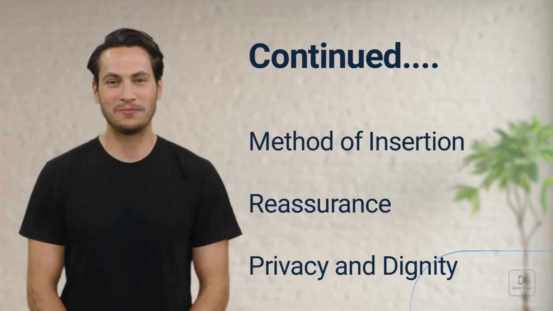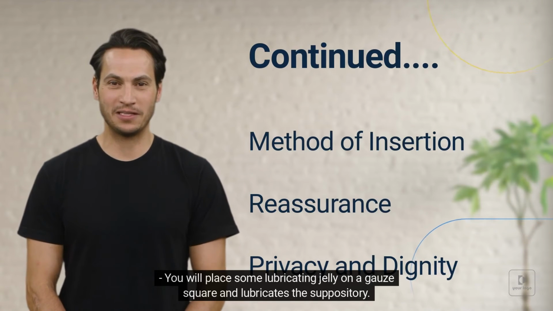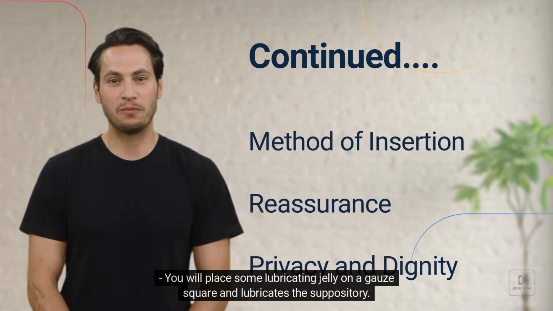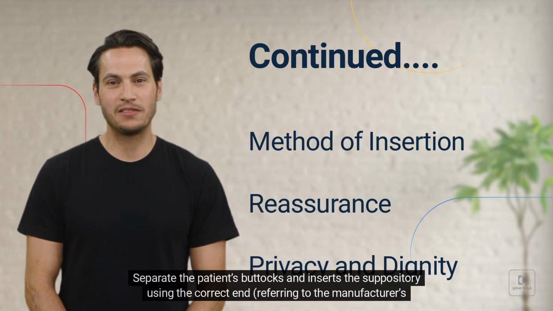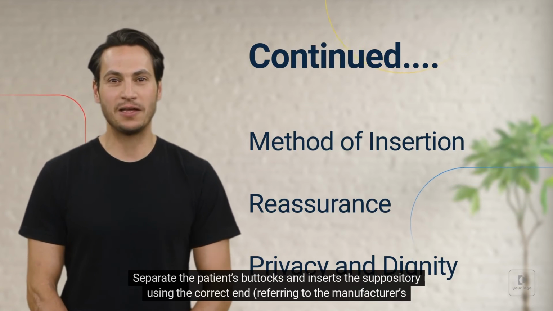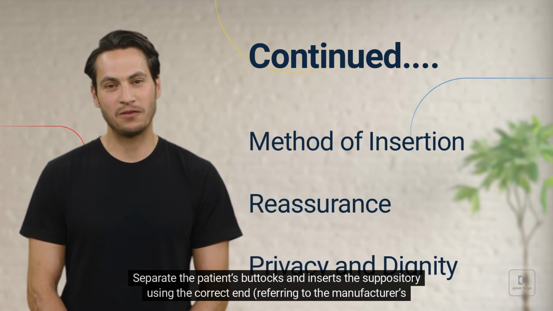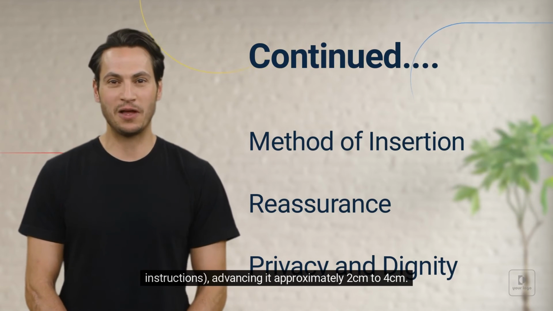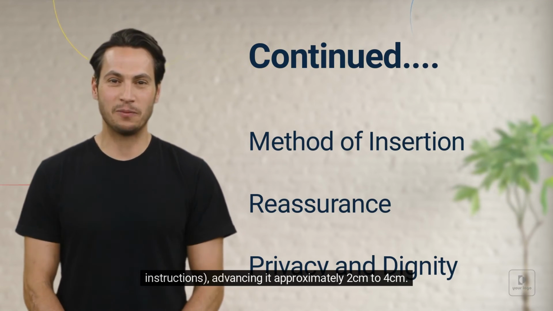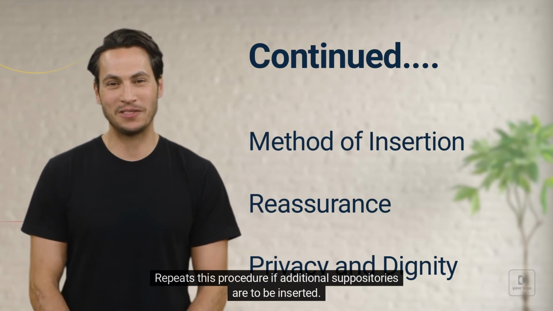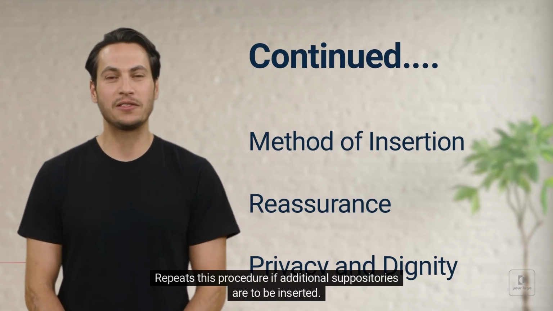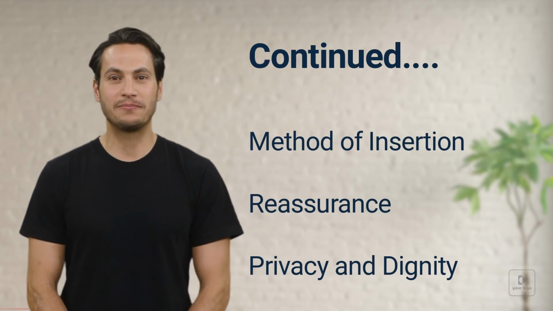Moving forward, you will place some lubricating jelly on a gauze square and lubricate the suppository. Separate the patient's buttocks and insert the suppository using the correct end, referring to the manufacturer's instructions, advancing it approximately 2 cm to 4 cm. Repeat this procedure if additional suppositories are to be inserted.